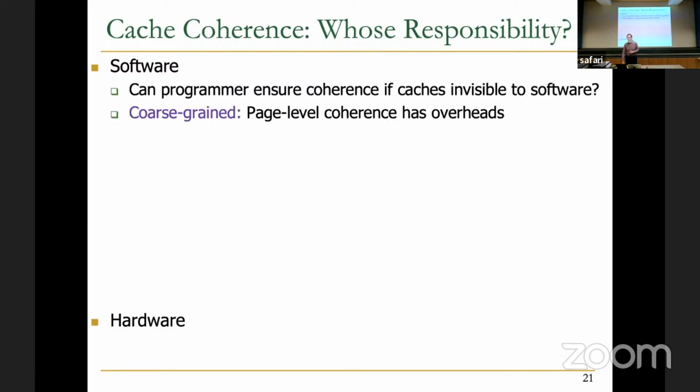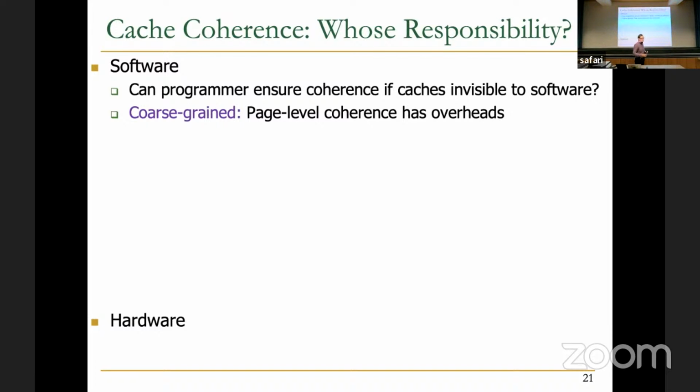Well, that's a tough thing, basically. If the caches are invisible, how do you actually invalidate the caches, for example? How do you make sure that? So you need to have some notion of caching, basically, to be able to do that. So people have developed coarse-grained coherence mechanisms, which is page-level coherence at the virtual memory level, for example. You lock a page so that no one has access to that page.